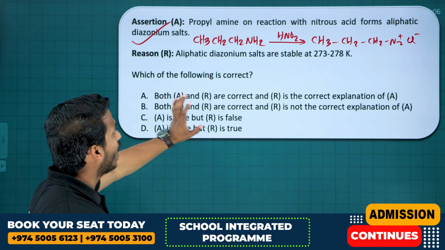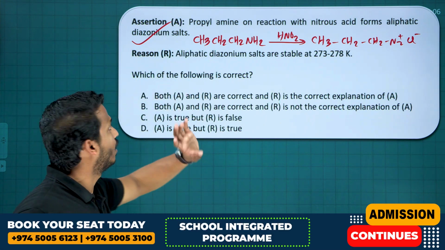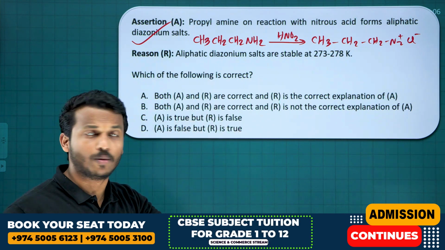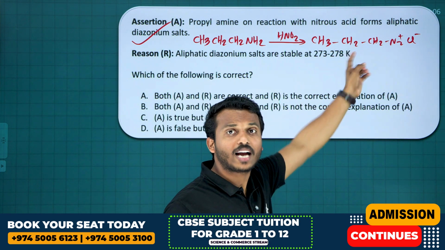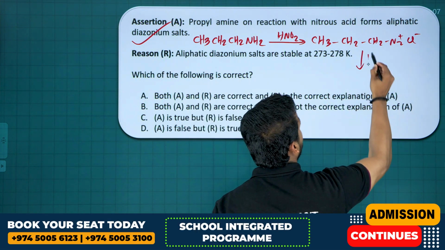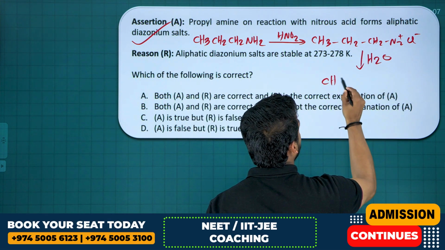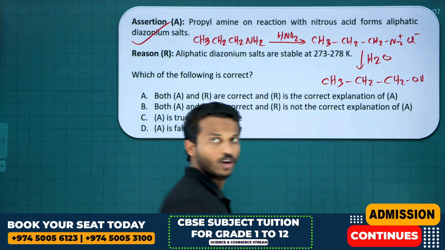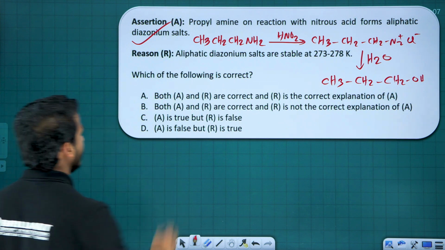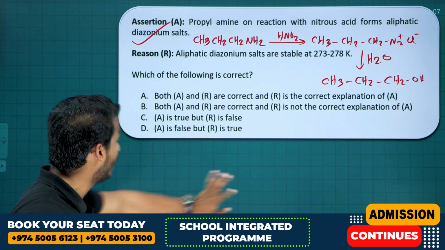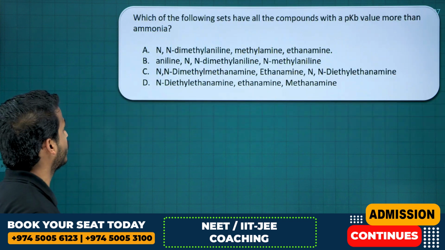So they are actually unstable in that condition, right? Aliphatic diazonium salts are unstable, so they immediately react with water and form alcohol. So the assertion is correct, the reason is false. Aliphatic diazonium salts are stable at 273? No, it is aromatic diazonium salts that are stable.